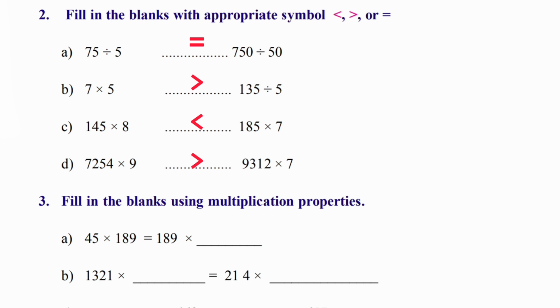Then third one, 145 multiplied by 8 is less than 185 multiplied by 7. Actually, if you observe, this right hand side number is greater than the left hand side number. That's why. Next fourth one, 7254 multiplied by 9, then 9312 multiplied by 7. Of course, here the multiplicand is 9. That's why you will get the answer more here. That's why put the greater than symbol.